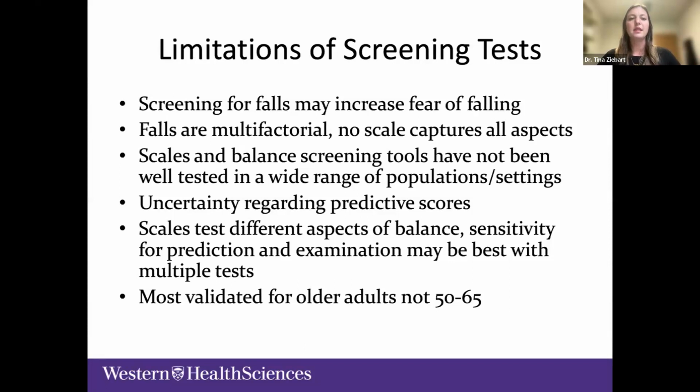And so these tests haven't all been tested in a wide range of populations and settings, so it may not be applicable to your group. And then there may be some uncertainty around these predictive scores. So we also have to be a little bit careful about how we're interpreting these scales. Most of them are validated for older adults, so over the age of 65, not so much for the 50 to 65 group, or even the 45. So we sort of forget about those younger people who are still at risk of falling.